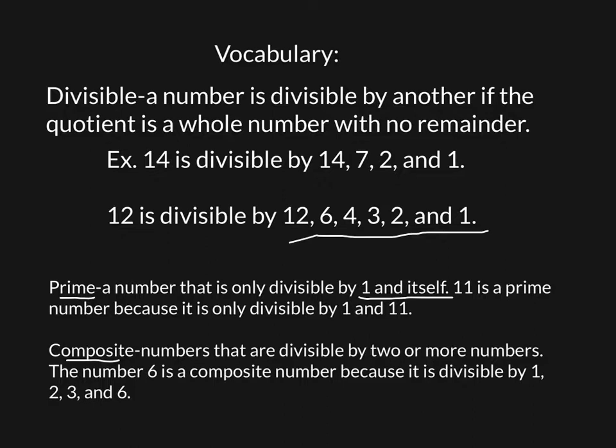Whereas composite numbers are numbers that are divisible by 2 or more numbers. 6 is composite because it's divisible by 1, 2, 3, and 6. If it was only 1 and 6, it would be prime, but because it's got the 2 and 3, 2 times 3 equals 6, it is composite.